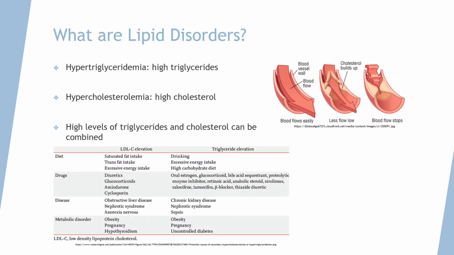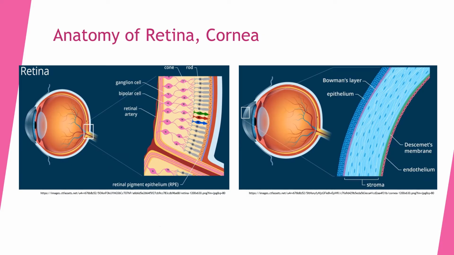Lipid disorders can be largely categorized into hypertriglyceridemia, hypercholesterolemia, or a combination of both disorders. To better understand how lipid disorders can have an effect on the eye, let's cover the anatomy of the relevant structures, retina and the cornea. The retina is a light-perceiving layer deep within the eye and is composed of several layers of photoreceptors and ganglion cells to perceive and properly translate the photon signals into electrical signals.